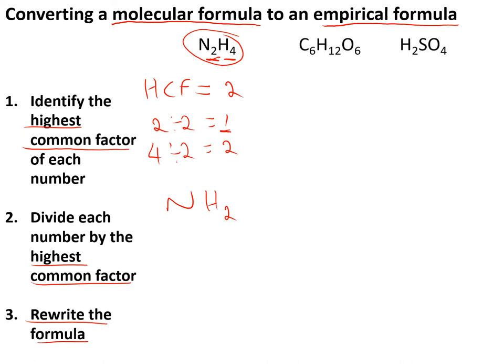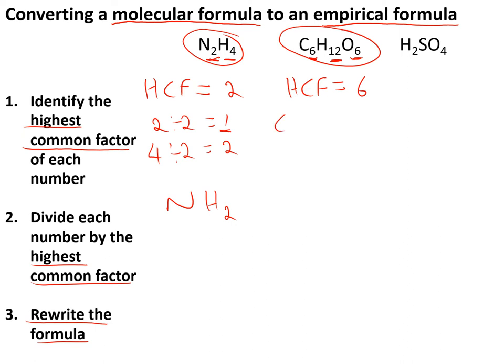A more difficult one this time. So this here is glucose. Okay. So glucose is C6H12O6. The highest common factor of 6, 12 and 6 is 6, because each of those numbers can be divided by 6. So the highest common factor equals 6.